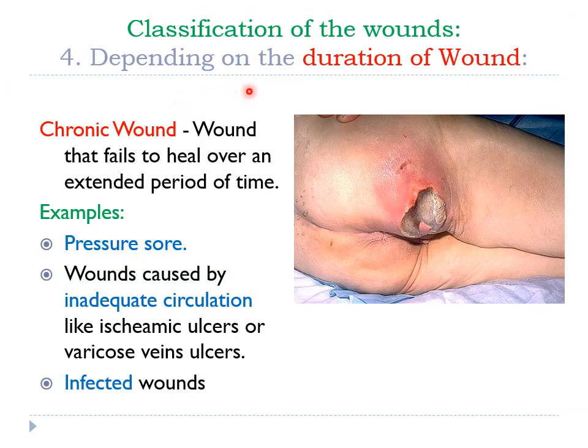According to the duration, as I have said, into acute, chronic, and subacute. A chronic wound is one that fails to heal over a period of more than 12 weeks or 3 months. Examples of these chronic wounds are the pressure sores, ischemic ulcers, varicose vein ulcers, or infected wounds. All these are types of chronic wounds.